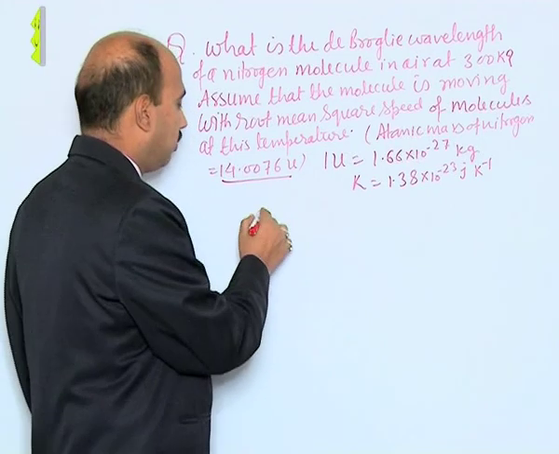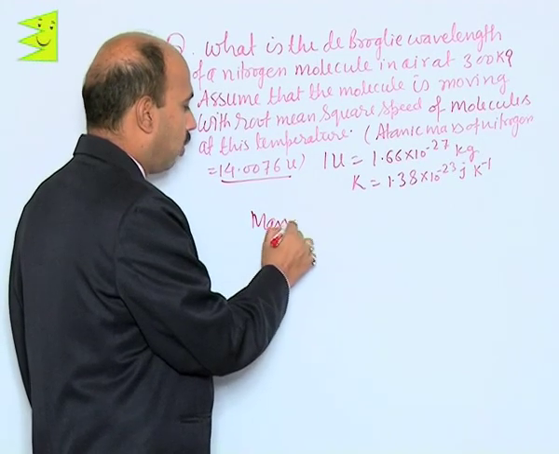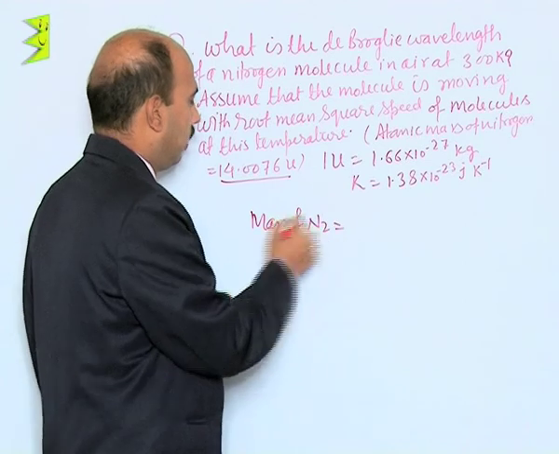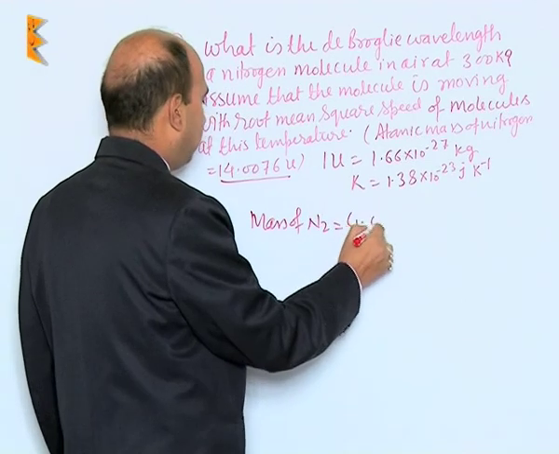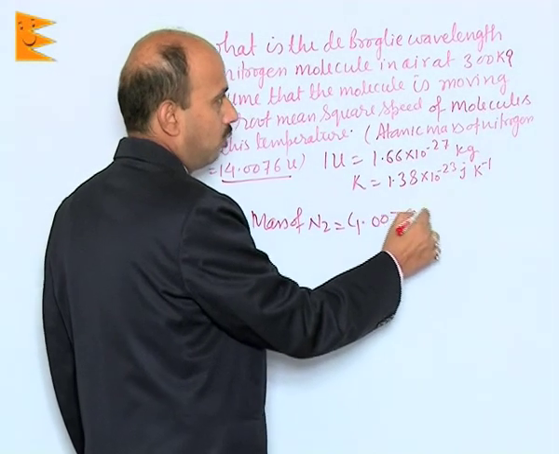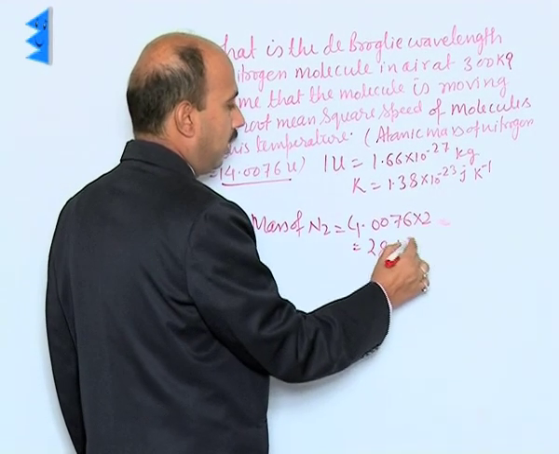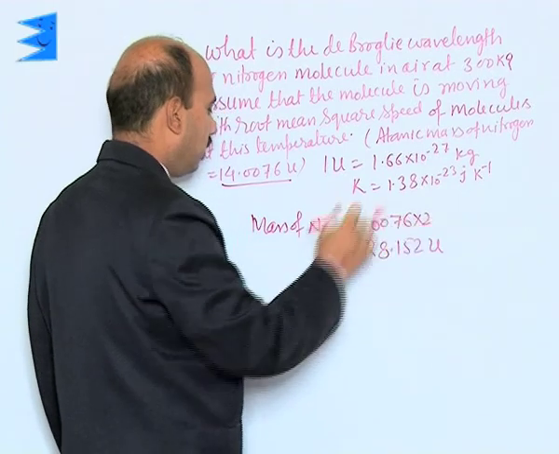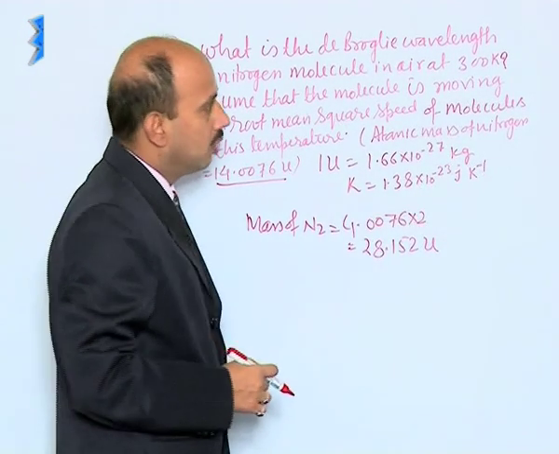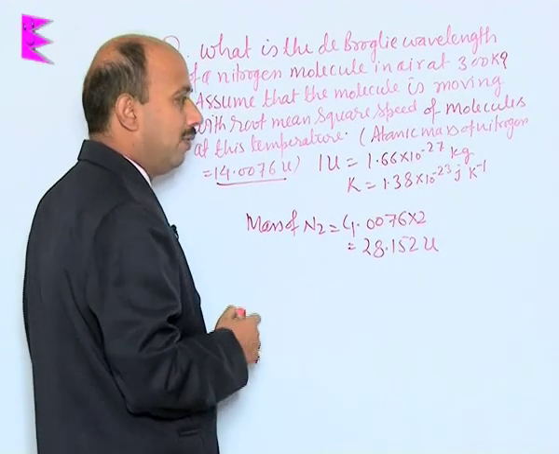If you take the nitrogen molecule, so the mass of N2 is equal to 14.0076 into 2, that is 28.152 U. This is the mass of the nitrogen molecule. Now we have to calculate the wavelength.